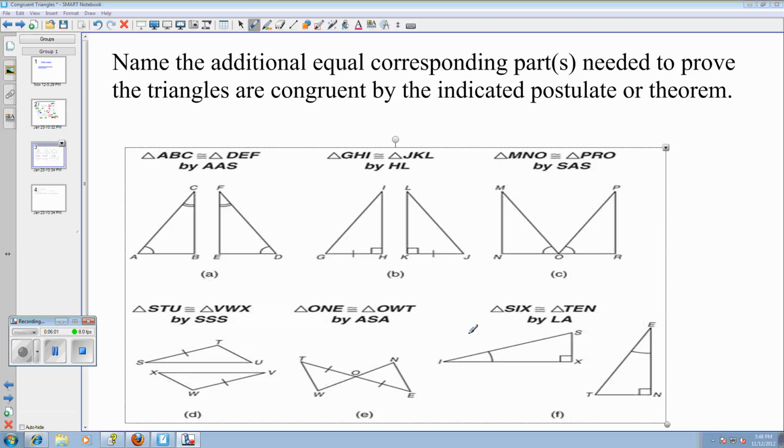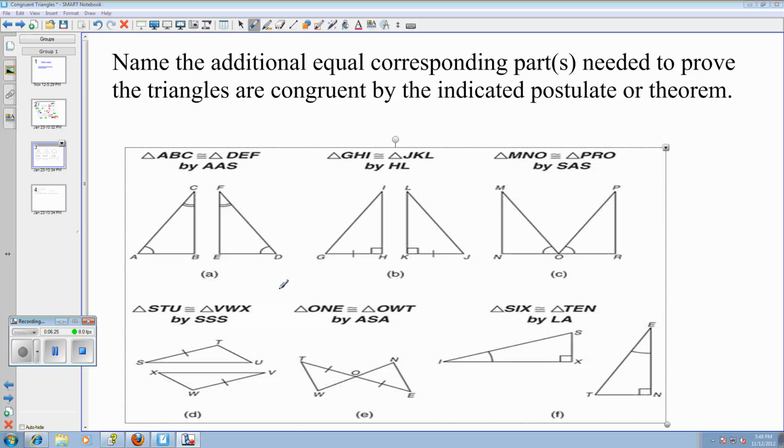Alright, so we're moving on to a different set of exercises. This one wants you to name the additional equal corresponding parts needed to prove that the triangles are congruent. So it gives you which postulate or theorem it wants you to prove it with, and we have to determine each of these congruence statements.